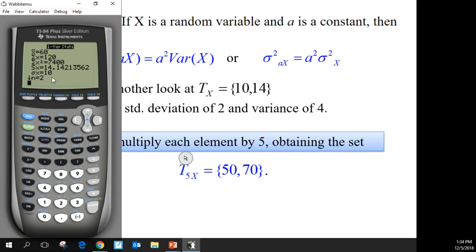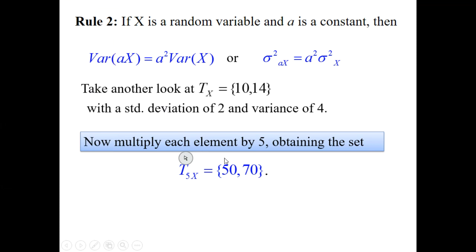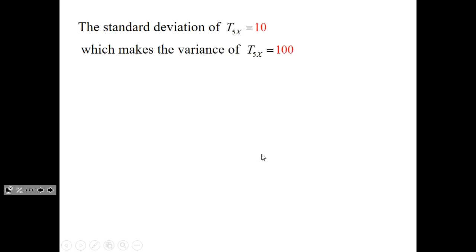But variance, I need to do 5 squared times that. I'd have to square this. I square 10, I get 100. Well, to get variance. My standard deviation is 10. That means my variance is 100. That is the same as 5 squared times the previous variance. The original variance was 4. 5 squared is 25. We do get 100. So it does work.